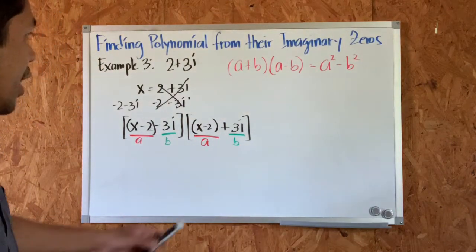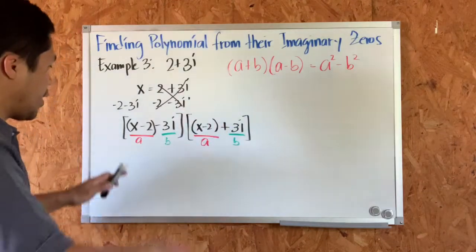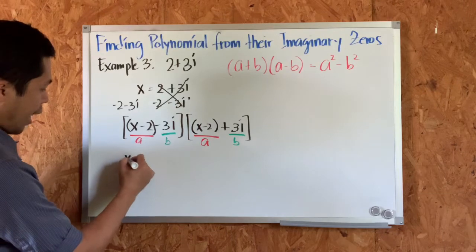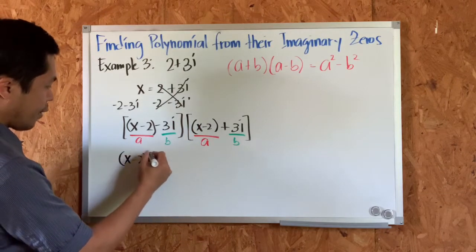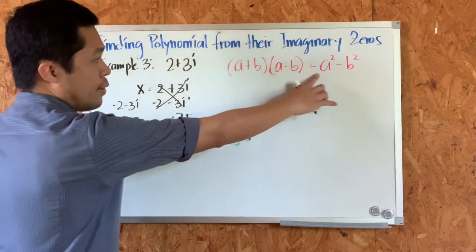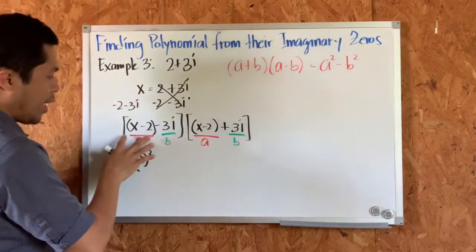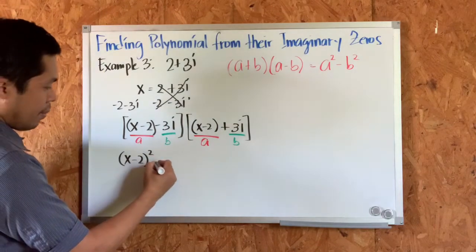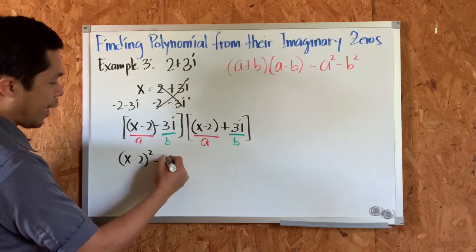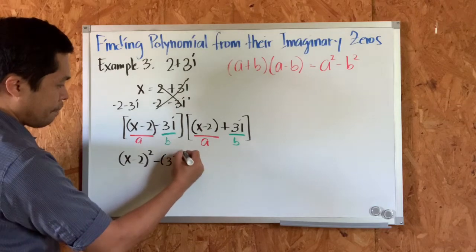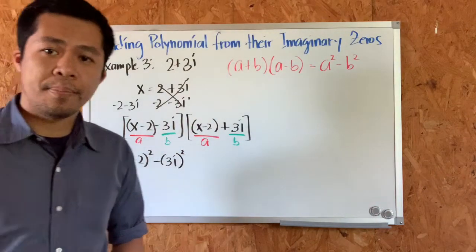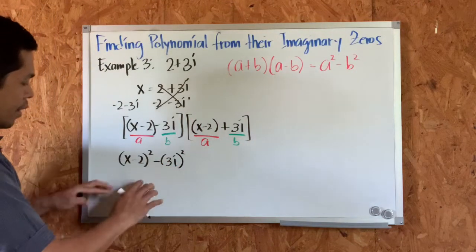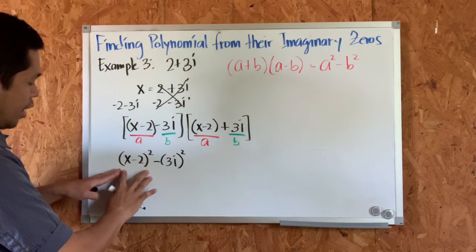So, using the identity, what we will do is multiply x minus 2. This is equal to x minus 2 squared. See that? Our a is x minus 2, so it will just be x minus 2 squared, minus our b, which is 3i squared. And then we can just simplify this further.